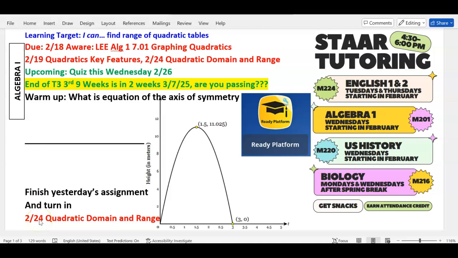All right, folks. Today we're going to find the range of quadratic tables. I'll show you how to do that. Quick little notes, and you got a quick little assignment. Only 3 questions, multiple choice. That's pretty easy, right? You got to know this little skill on how to look at a table and find the range. I'll show you today, but a couple things.